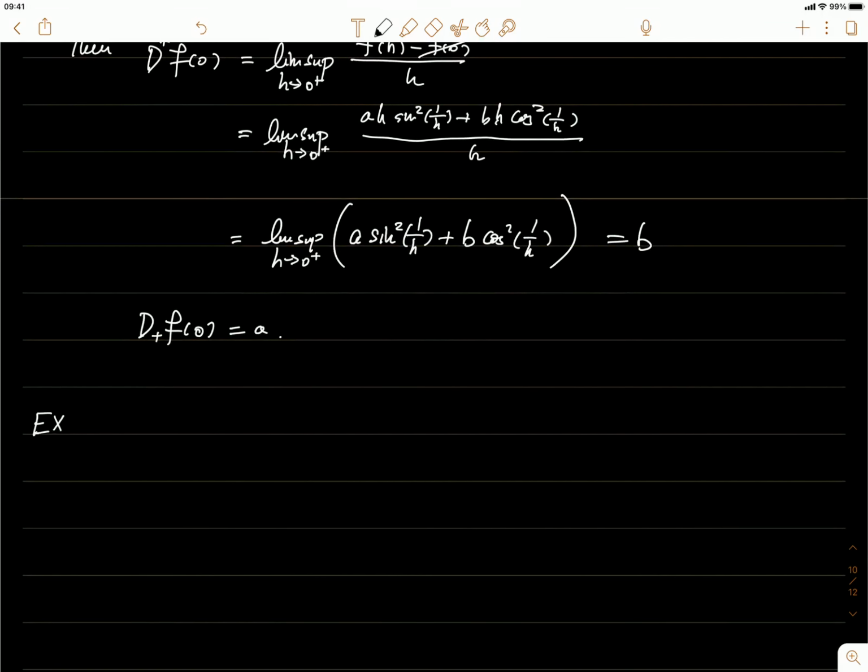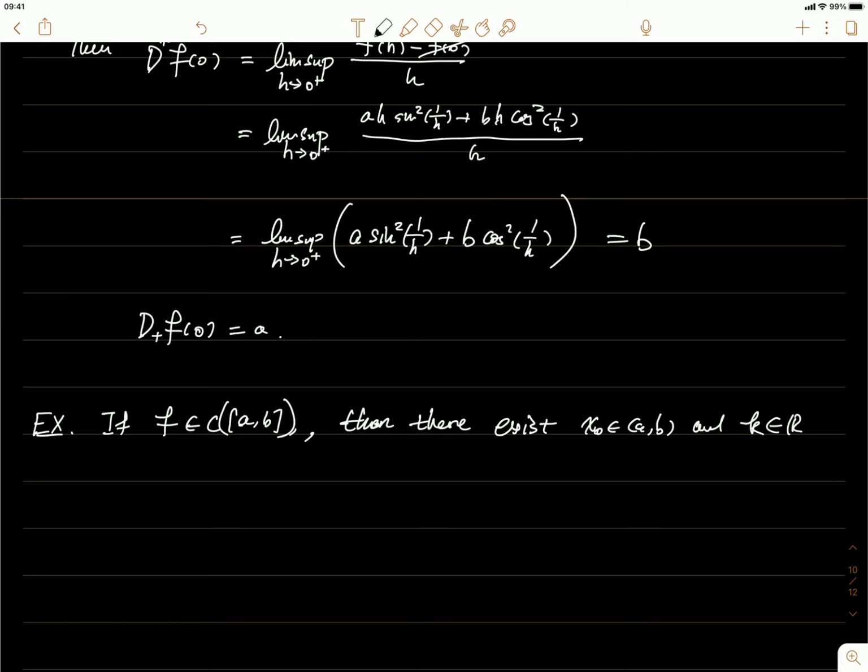Okay, and the next example we're going to give is that if the function f is continuous over the interval ab, then there exists a point x0 in ab and K in R, K is some number, we're going to specify what that number is, such that the lower left Dini derivative at x0 is bigger than or equal to K, and bigger than or equal to the upper right derivative, either this or that.